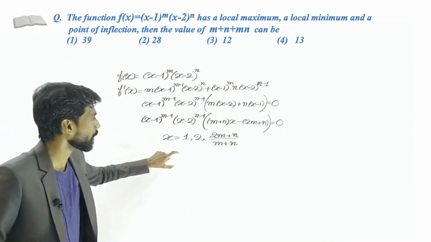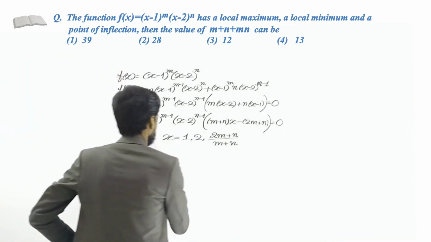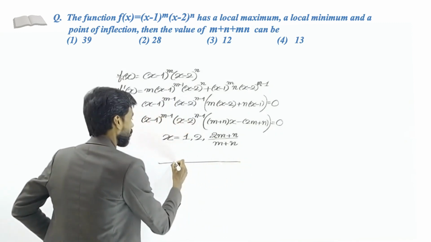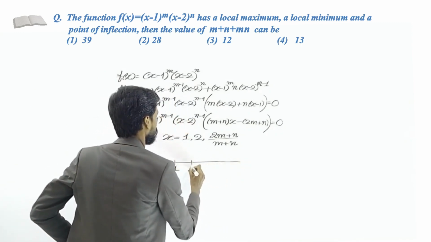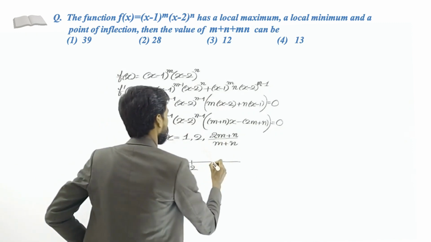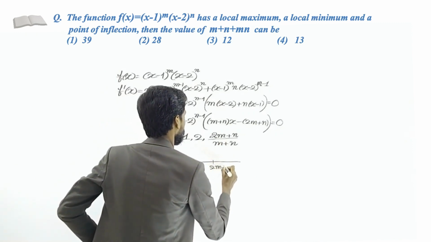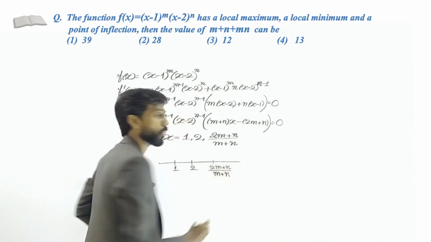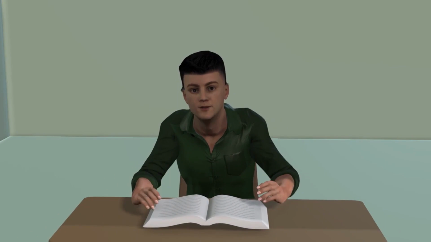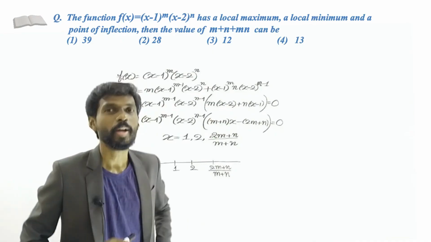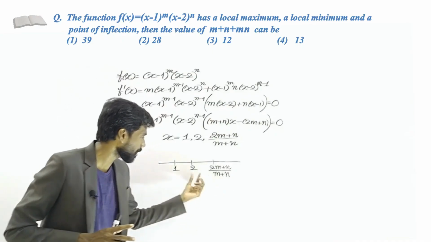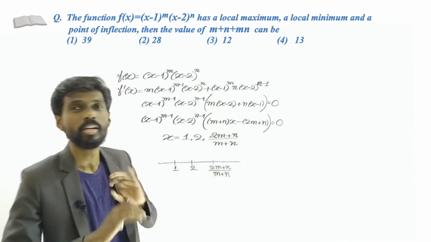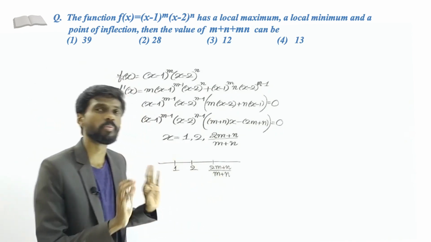Alright, so let us find it. Let us plot these points here. 1 here, 2 here, and also here we have the point (2m plus n) divided by (m plus n). Alright, so we've got 3 points. Is (2m plus n)/(m plus n) greater than 2? Not necessarily. This value may be less than 1 or less than 2 or greater than 1. So it doesn't matter to our question. This is just one of the values.